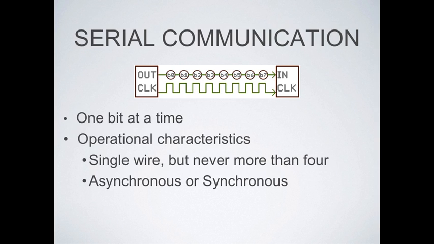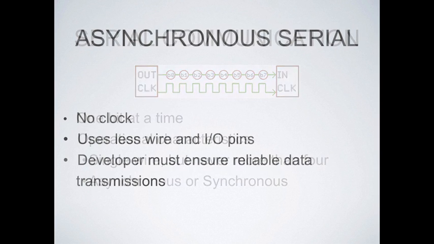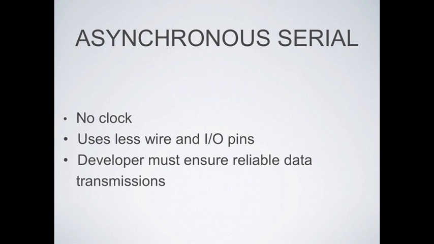It's also, you can get away with performing serial communication with a single wire, but never more than 4. And this can be asynchronous or synchronous. When it's asynchronous, you're not going to have a clock. There's going to be no clock, and it's just going to be data coming out of one pin, and that's how they're able to get away with performing serial communication over a single wire.